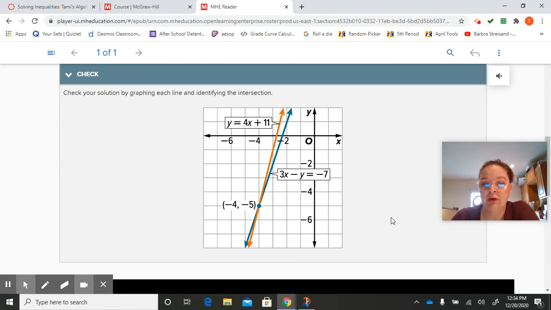Here is a graph of those two equations. The 4x plus 11 is the kind of orangey red one. The 3x minus y equals -7 is the bluish teal one. And we can see that at the point -4, -5, they are crossing. That is where they intersect.